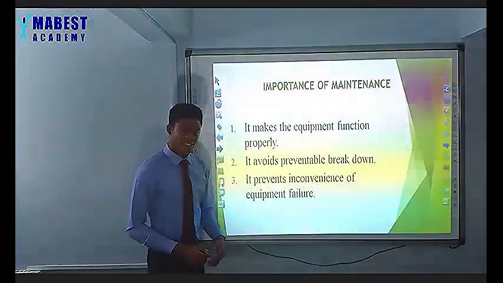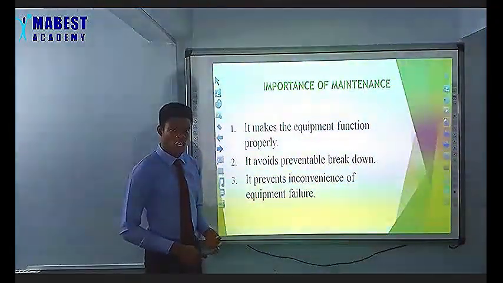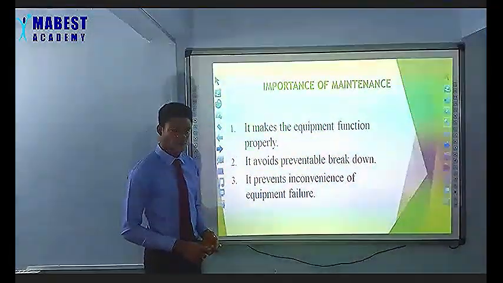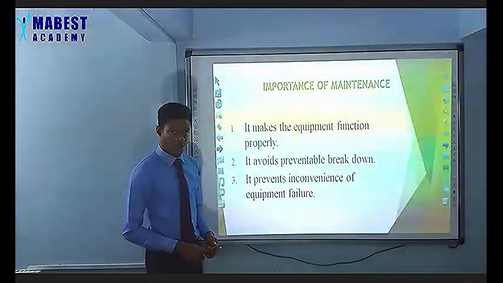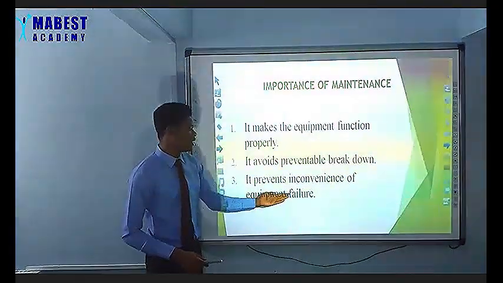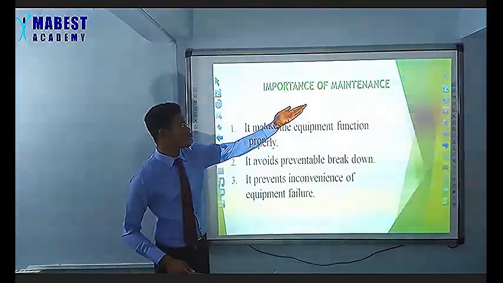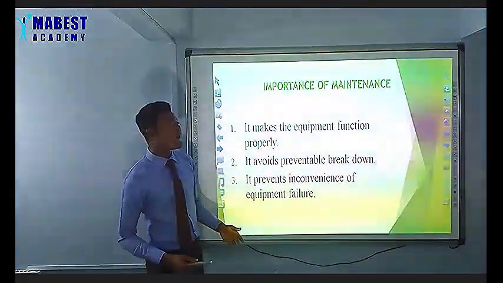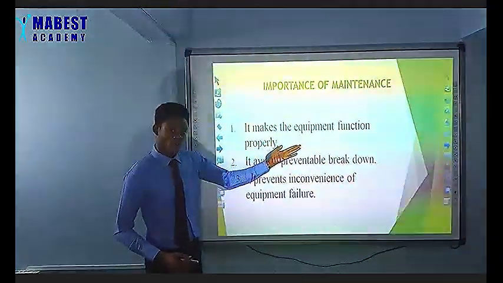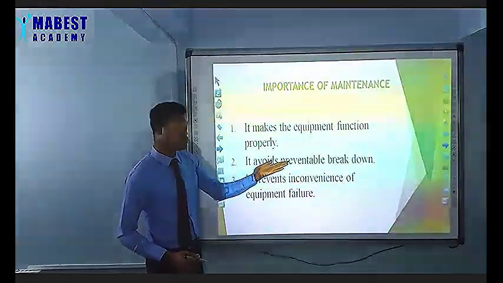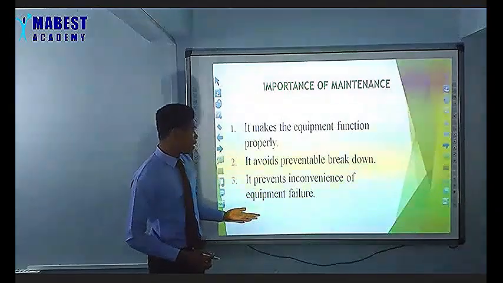What are the inconveniences I'm talking about? You could spend more, time consuming. You could also do some dirty work. These are what? Some of the inconveniences of equipment failure. For you not to experience these inconveniences, you have to carry out maintenance. So a recap of the importance of maintenance. Number one, it makes the equipment function properly. It avoids preventable breakdown. Then it prevents inconvenience of equipment failure.